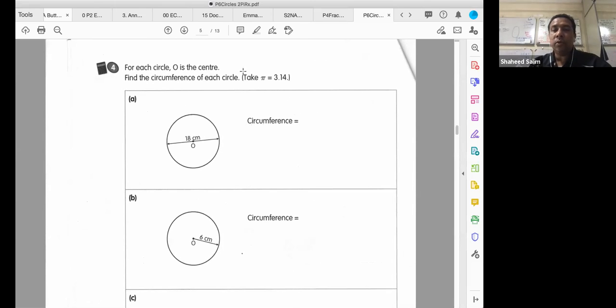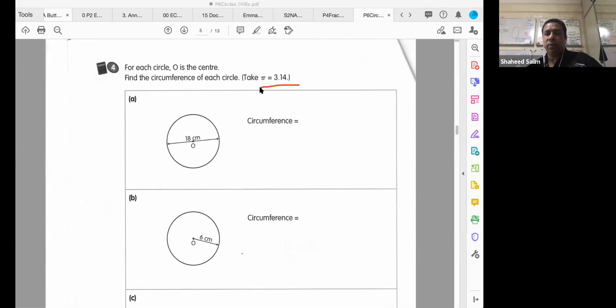Okay, now they are asking you not to use 22/7 for pi. They want you to use 3.14. So you'll find the answer then. That means you don't use 22/7, right? 3.14.